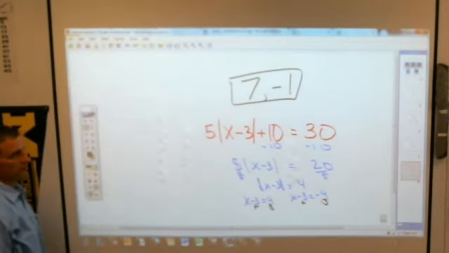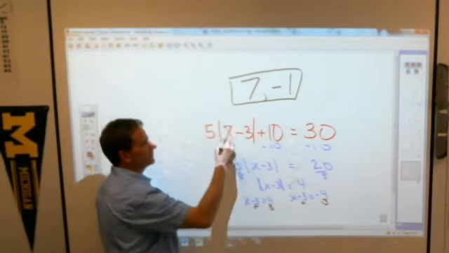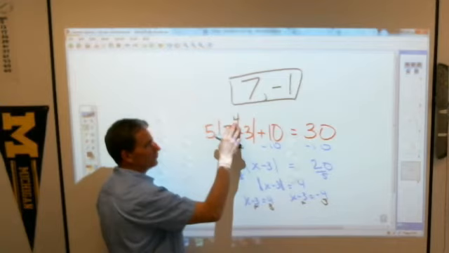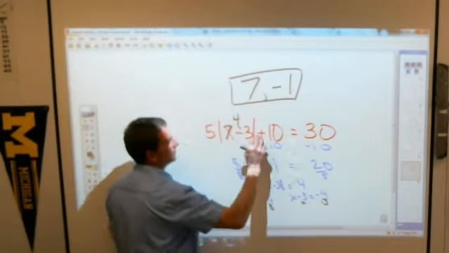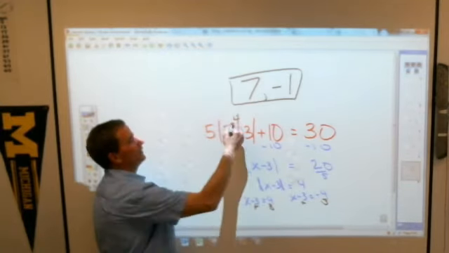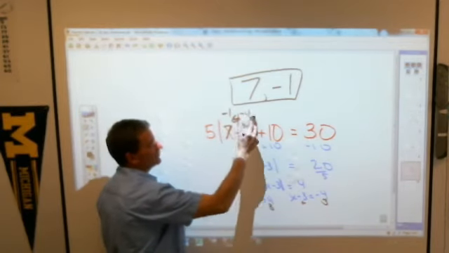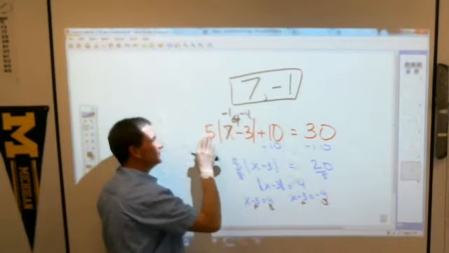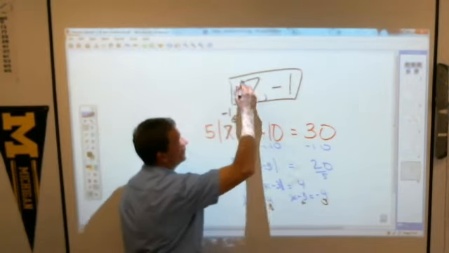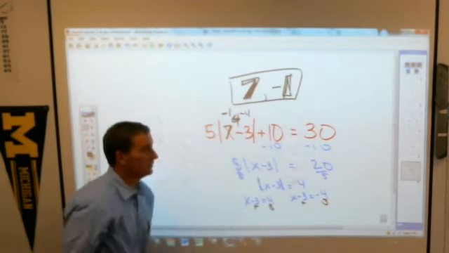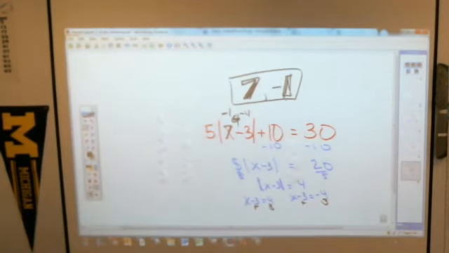We'll try one just to see if it works. If you put 7 in for x, 7 minus 3 is 4. The absolute value of 4 is 4. 4 times 5 is 20. 20 plus 10 is 30. Yay. If I put negative 1 in for that, negative 1 minus 3 is negative 4, but the absolute value of that is positive 4, times 5 is 20, plus 10 is 30. These, ladies and gentlemen, are your 2 answers. Everybody, I repeat, everybody is fantastically happy.